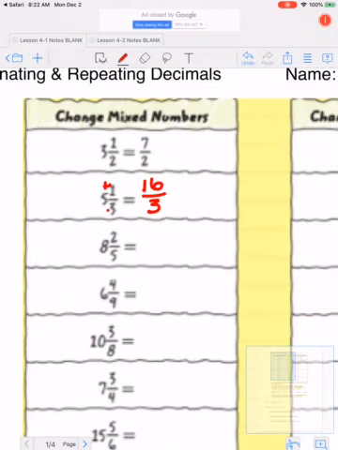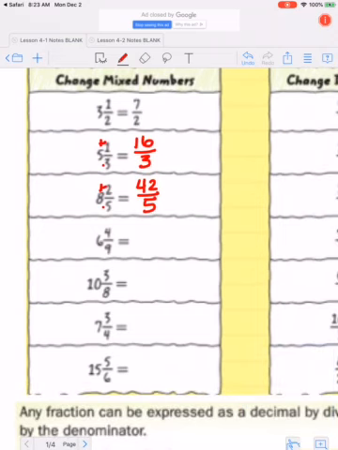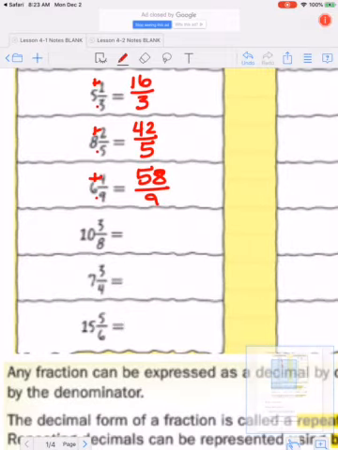For 8 2/5, we multiply 8 times 5, add 2, so we get 42 over 5. For the next one, 6 4/9, we multiply the bottom and add the top. So 6 times 9 is 54, plus 4 is 58 over 9. And then we have 10 3/8, so 10 times 8 plus 3 would be 83 over 8.